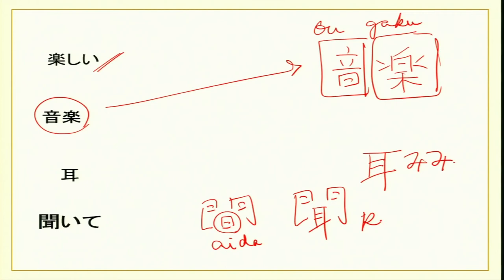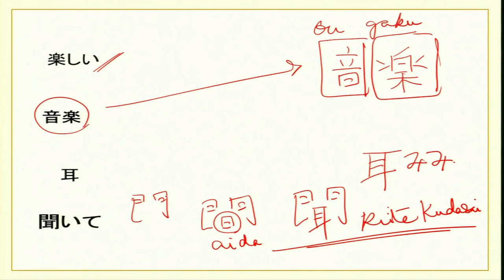Kiite kudasai. Make this first, this one. It's easy to make it like this, and then this and this, which is mimi. Because of mimi, it is kiku, to hear. So these can be your ears. From the two ears, you hear. Otherwise, the meaning of this is basically gate, a moon.